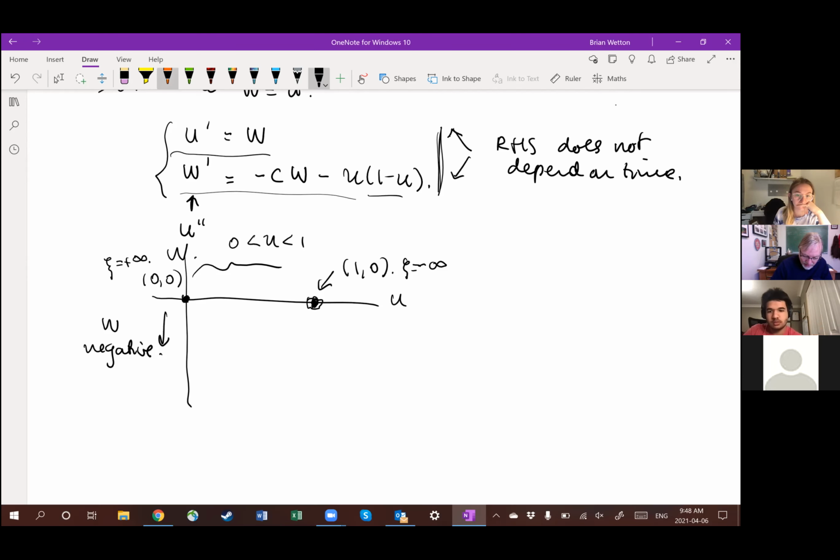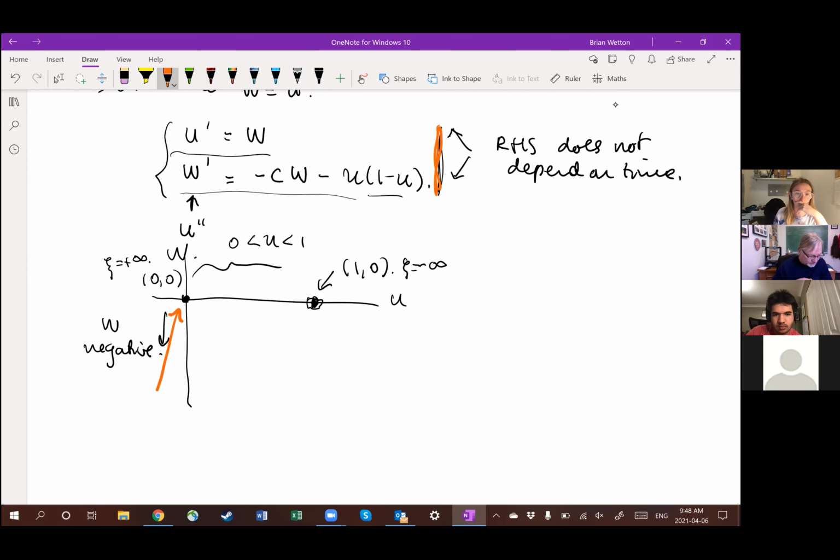And I could look at the linearized behavior of the system around those equilibrium points, but I've already done it. I've already looked at the linearization of the problem, but written as a second order ODE, so I don't have to do that again.